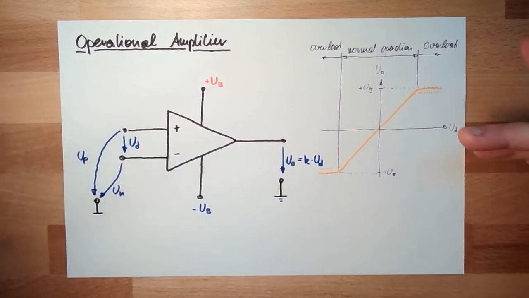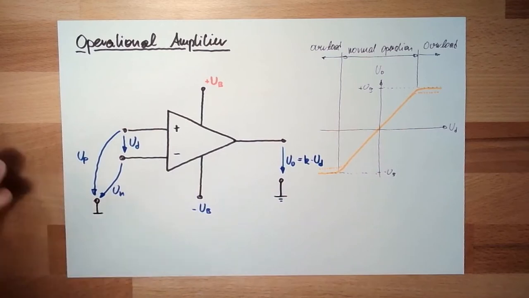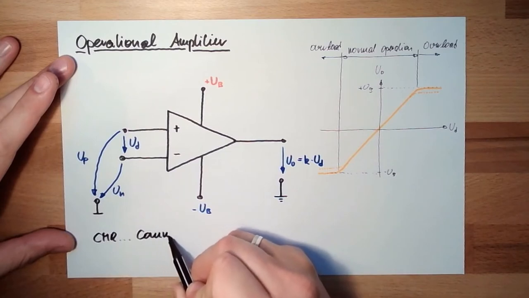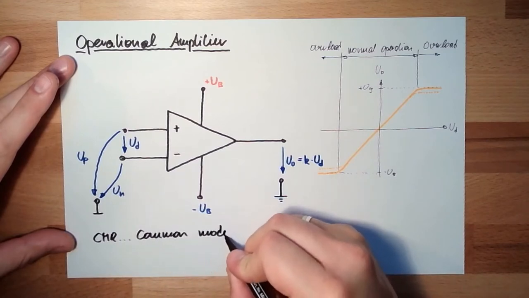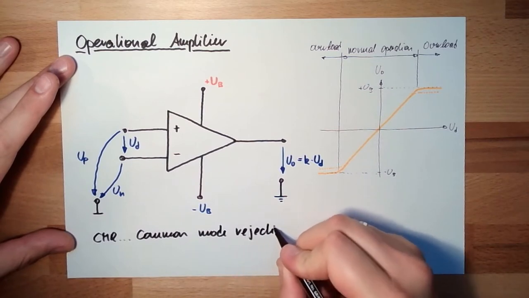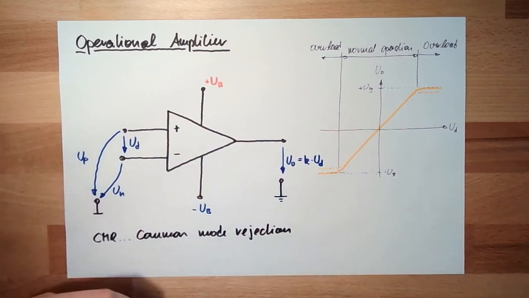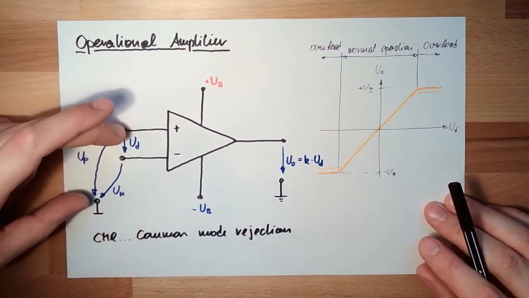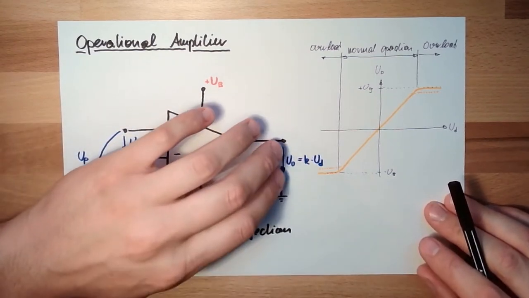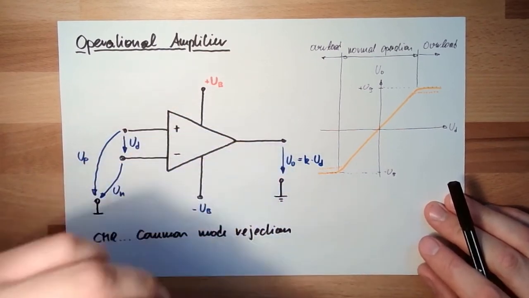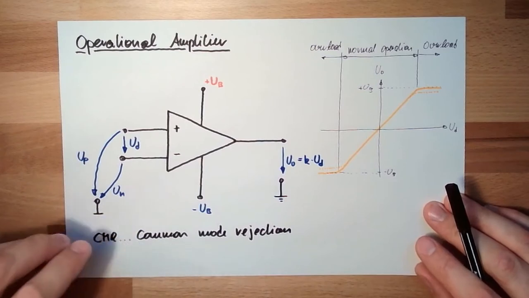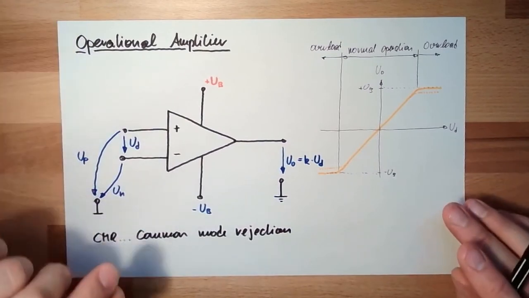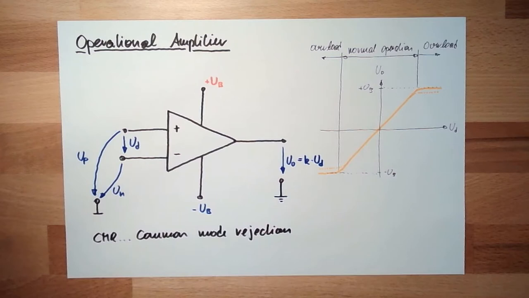In reality, an operational amplifier has something like a common mode rejection, CMR. This means if there are common mode voltages, so the same voltage on both inputs, there is a tiny bit of an output. This means not 100% of the common mode is rejected, but less. And usually this common mode rejection is given as a factor.